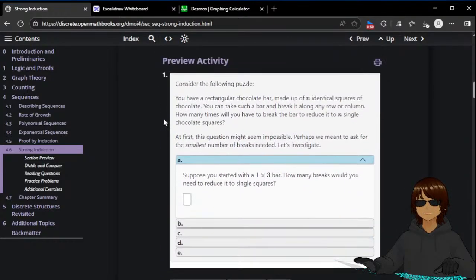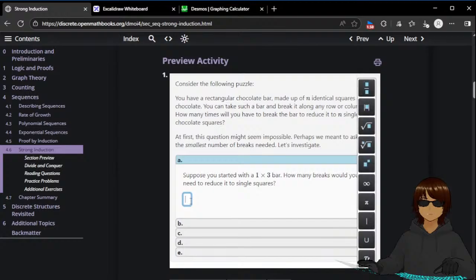Consider the following puzzle. You have a rectangular chocolate bar made up of n identical squares of chocolate. You can take such a bar and break it along any row or column. How many times will you have to break the bar to reduce it to n single chocolate squares? At first, this question might seem impossible. Perhaps we meant to ask the smallest number of breaks needed. Let's investigate. Suppose you start with a 1 by 3 bar. How many breaks would you need to reduce it to a single square?